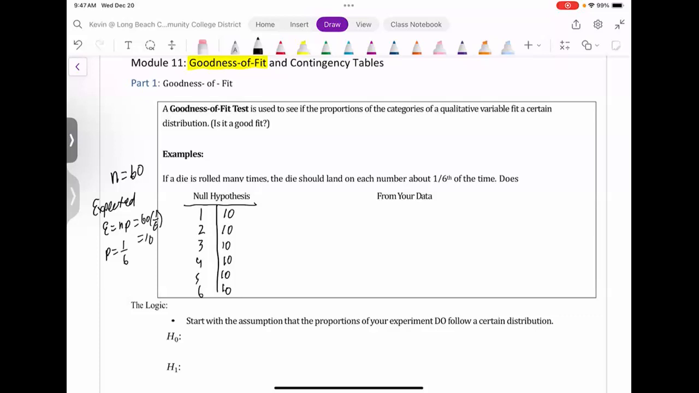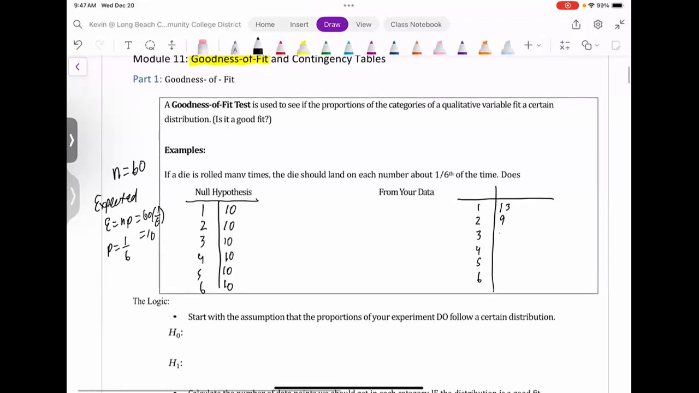So let's set up another table, rolling a 1, a 2, a 3, 4, a 5, or a 6. And I'm just gathering this data from a different data set. This is not written anywhere on this paper. So we'll say 13, 9, 12, 14, 6, and 6. So this is the observed.